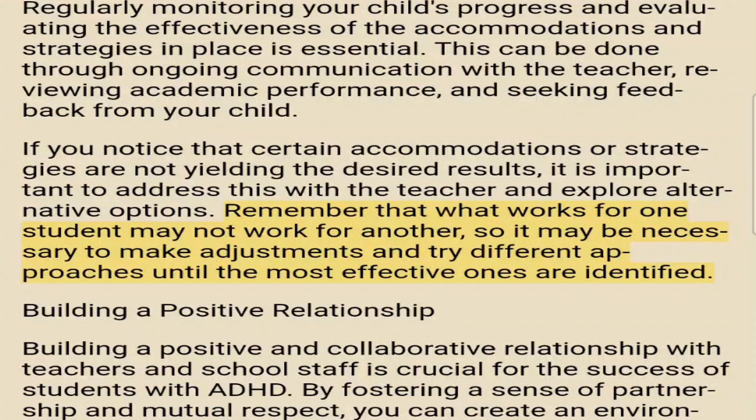Remember that what works for one student may not work for another, so it may be necessary to make adjustments and try different approaches until the most effective ones are identified.